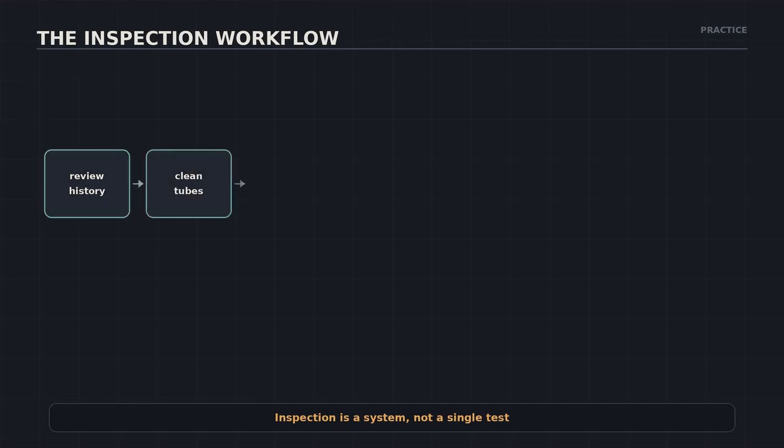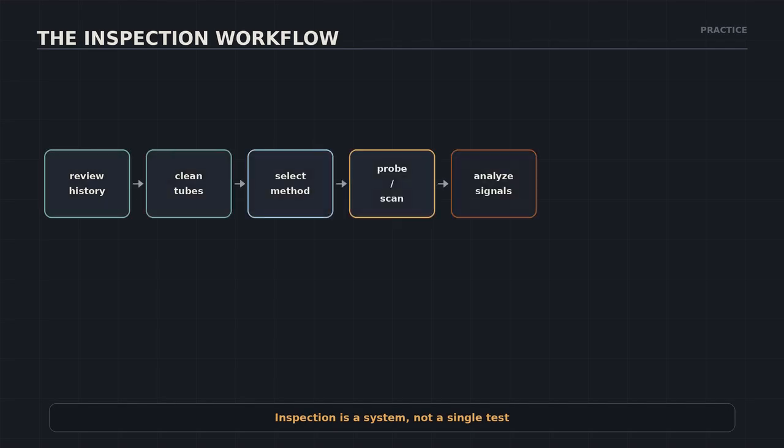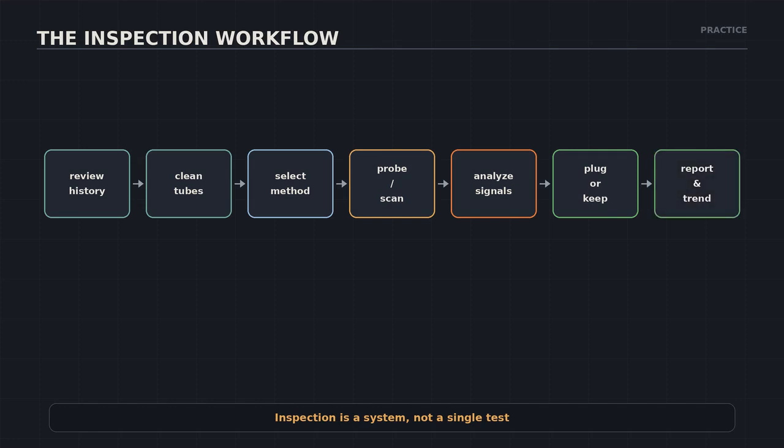In practice, inspection is a system. Review the history and previous reports. Clean the tubes, dirty tubes ruin data. Select the method by tube material. Run the probes or the scanner. Analyze the signals against calibration references. Then decide, tube by tube, keep in service, plug, or schedule retubing. And report, because this run becomes the baseline for the next one.